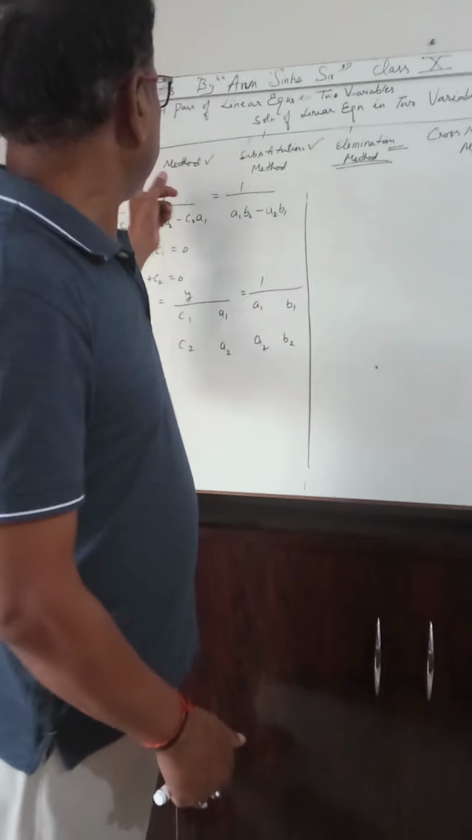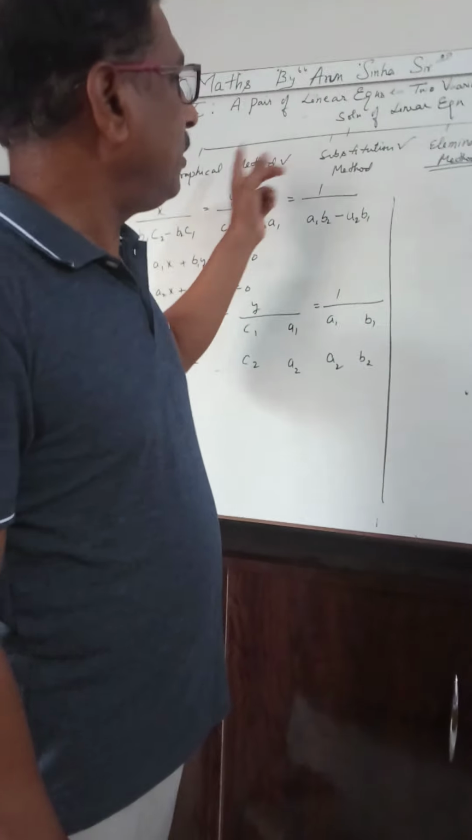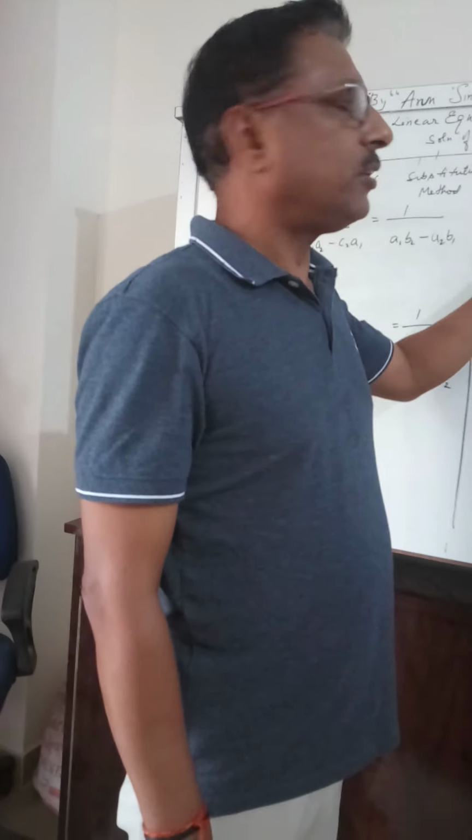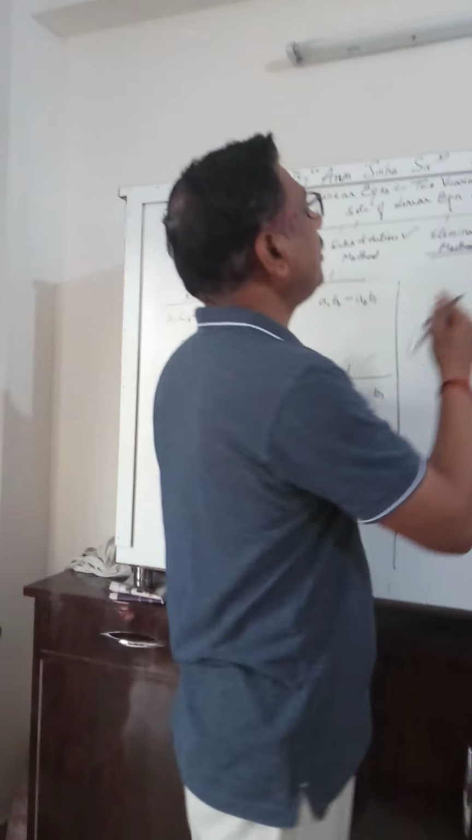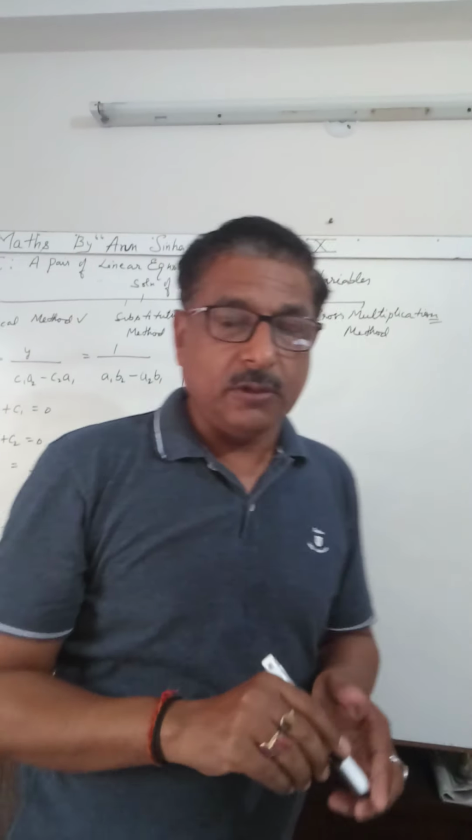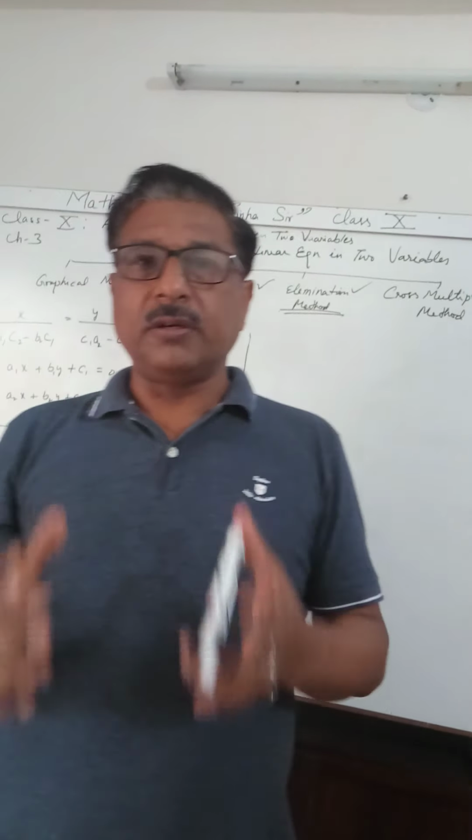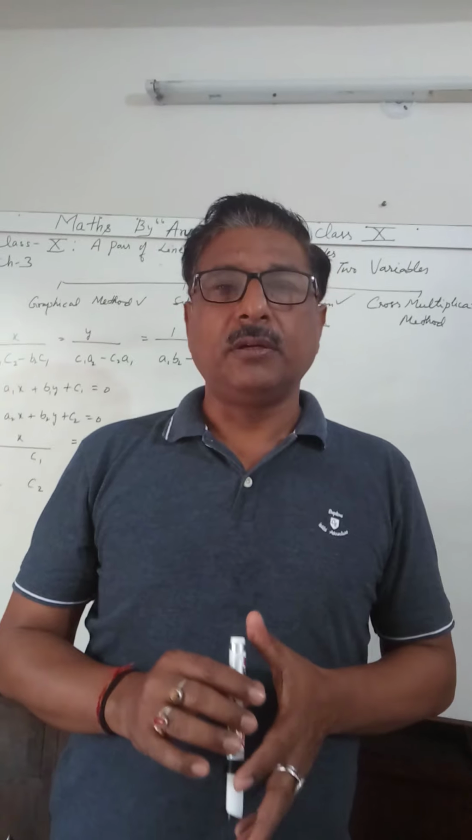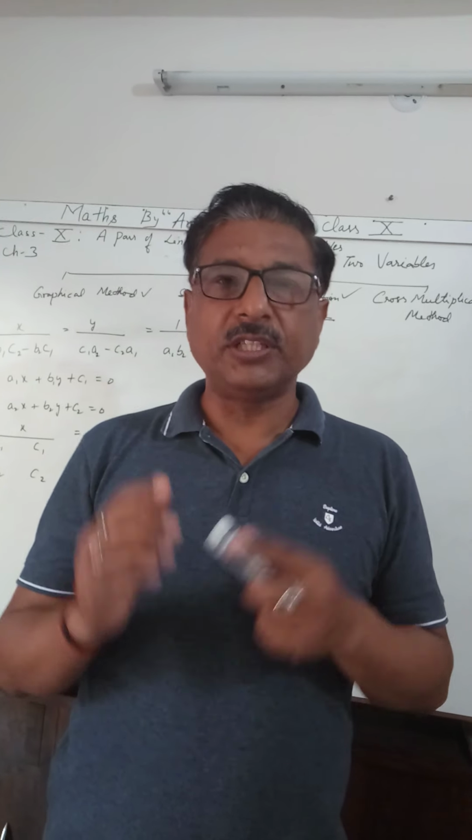Today we are going to discuss the cross multiplication method: what it is and how we are going to implement it in the questions. First, just recall: the first method we understood was the graphical method, the second the substitution method, the third the elimination method. Now today we are going to study the cross multiplication method, which is nothing but a result of the elimination method.